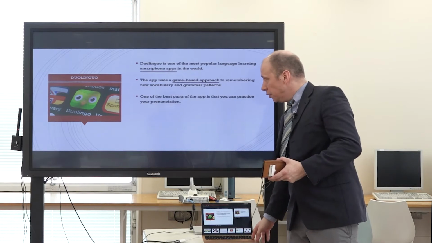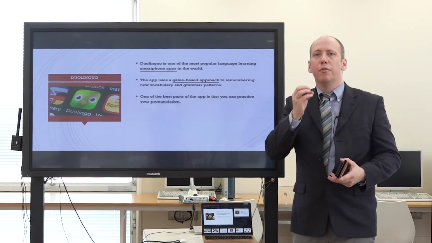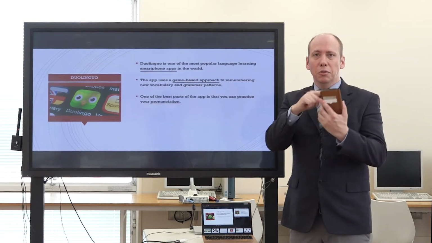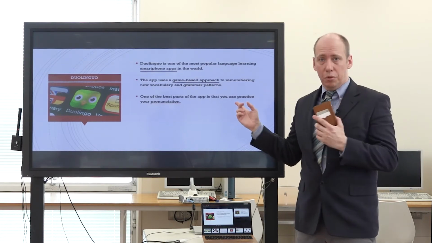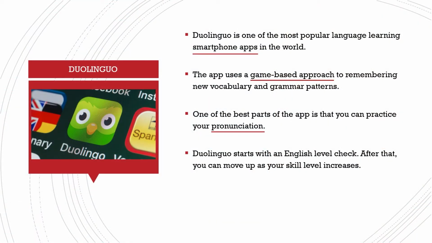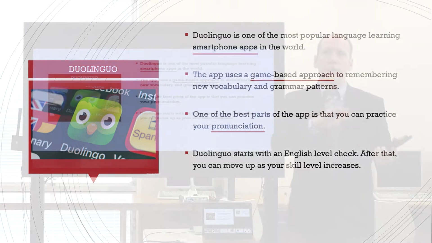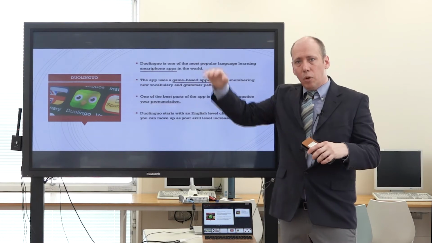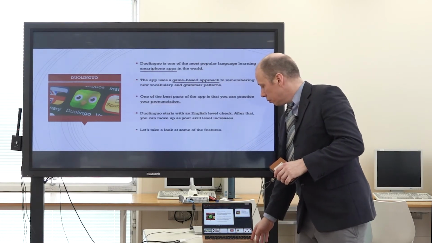Also, Duolingo is great for practicing speaking. You can use your phone and speak with Duolingo. And when you start this app, you do a level check. What is your English level? And then you can build up your level. Okay? Let's have a look.